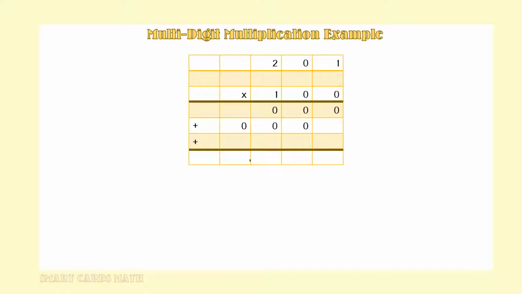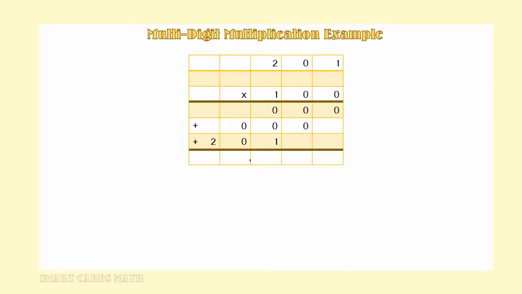Let's move on to the hundreds place and begin multiplying by the digit in the hundreds place and writing the third cross product in the hundreds place. 1 times 1 is 1, 1 times 0 is 0, 1 times 2 is 2. The third cross product should be 2, 0, 1.